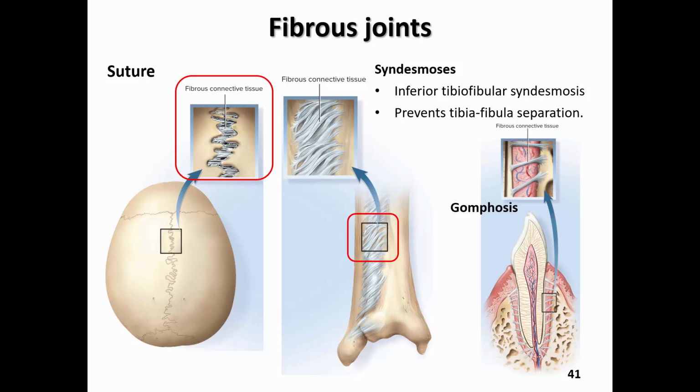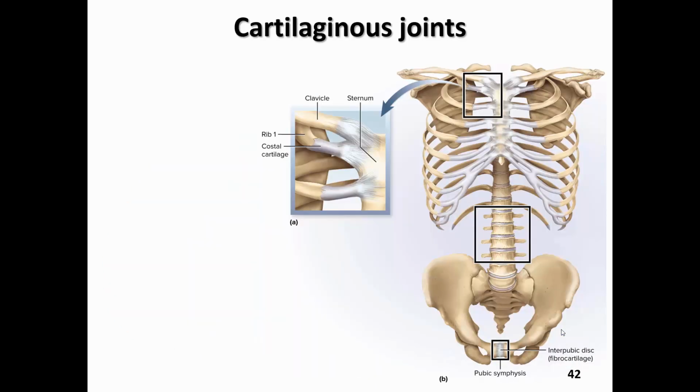The gomphosis joint here is formed between the teeth, in this case the tooth, and the maxilla or mandible bones, and that connection is formed by fibrous connective tissue you see deep within the joint of the tooth, sitting inside the bone of the maxilla or the mandible.